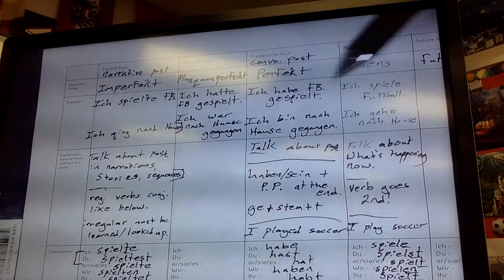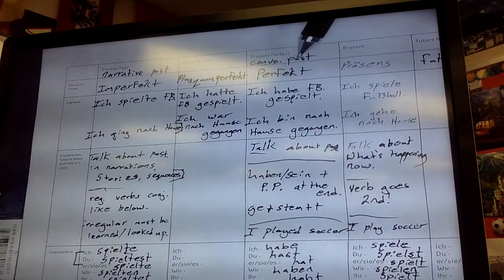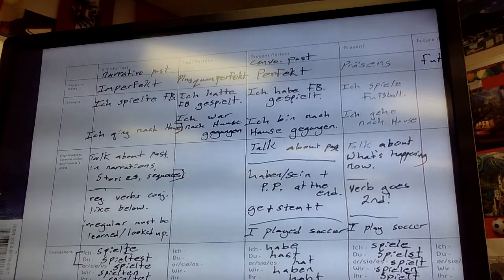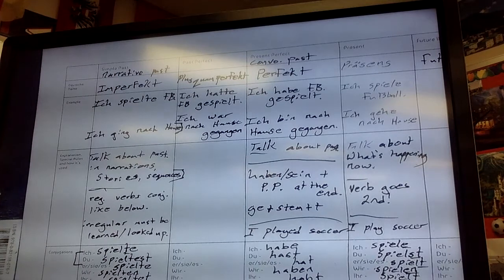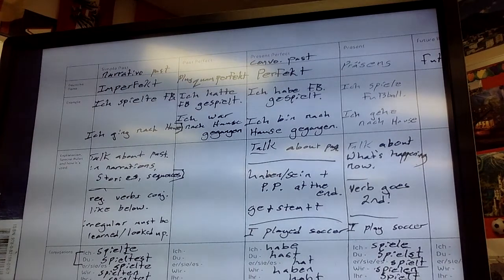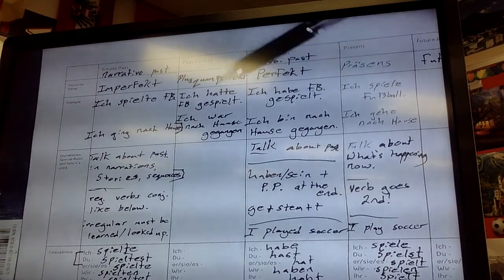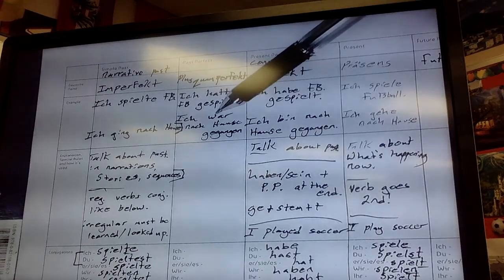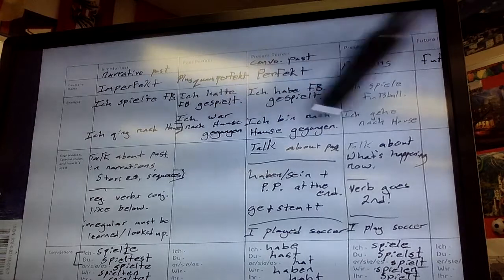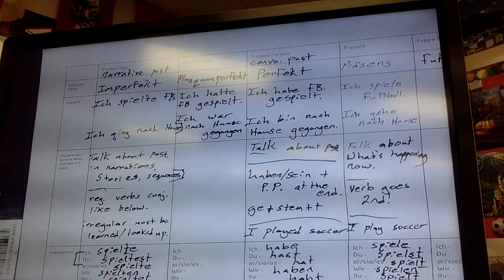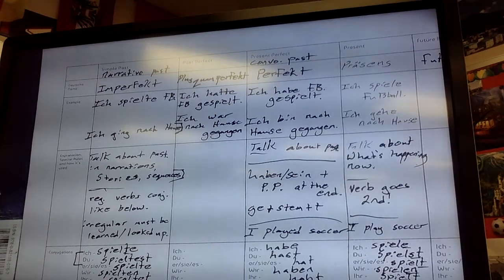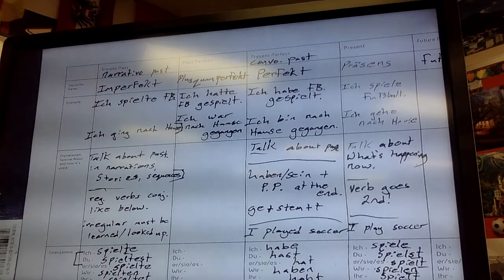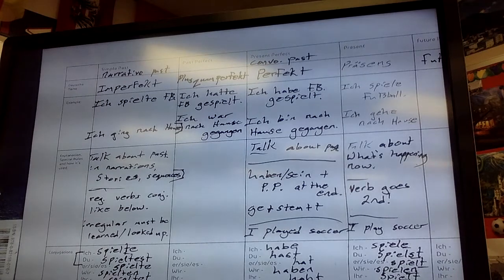The reason this is called the present perfect is because we use the present tense forms of the verb to get us to the past participle, to the perfect part. The reason this is called the past perfect is because we use the past tense, hatte and war, to get to the perfect part. It's kind of terrible, but it makes some sense once you learn what those words mean. So, ich hatte Fußball gespielt, ich war nach Hause gegangen.